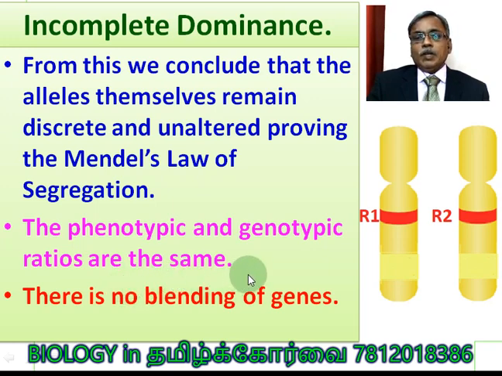If there were a blending of genes, what we would have got in the F2 generation is all pink. We would not have got red, the parental character, or white, the parental character. How are we able to get them? Because the alleles are not blending. So there is no blending of genes.